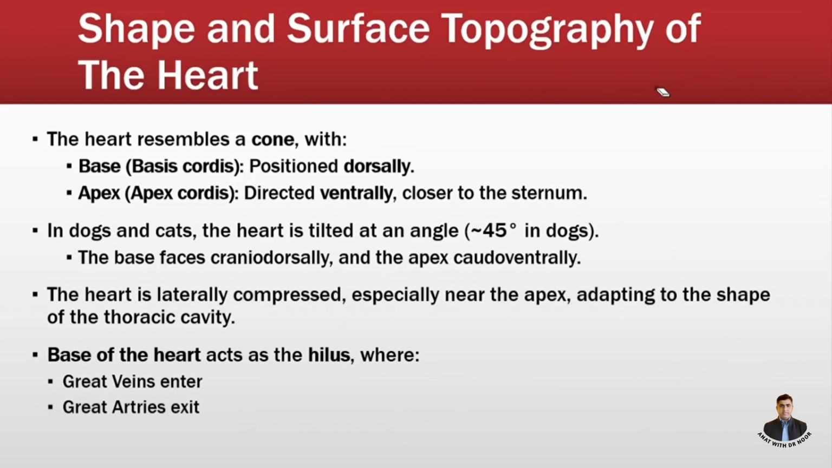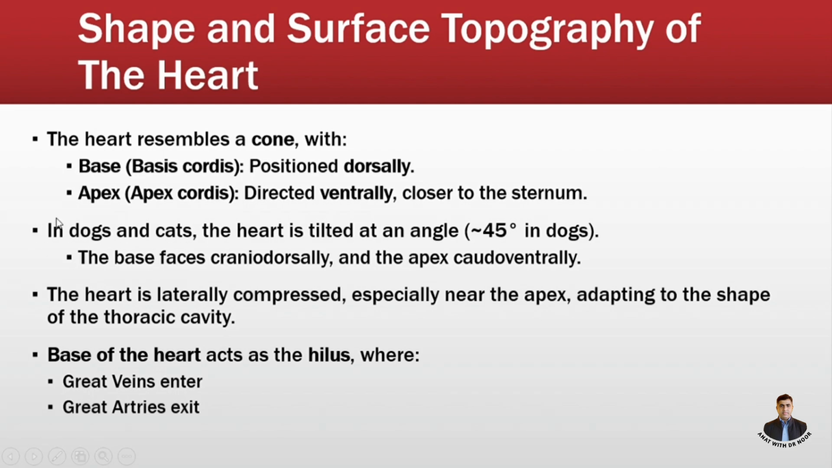Now, the shape and surface topography of the heart. The heart resembles a cone with a basis cordis positioned dorsally and the apex directed ventrally, closer to the sternum. In dogs and cats, the heart is tilted at an angle of 15 degrees in dogs. The base faces craniodorsally and the apex caudoventrally.